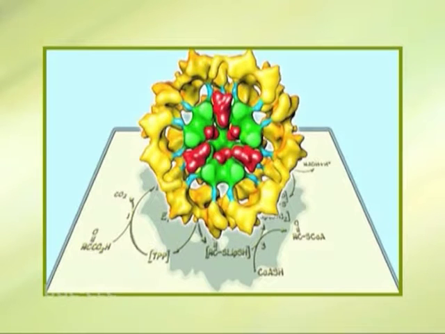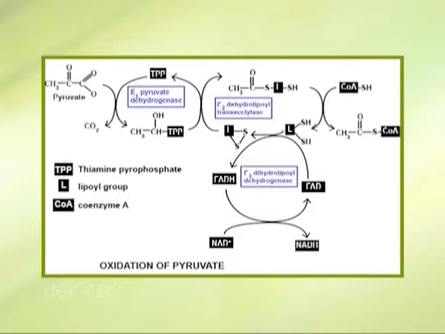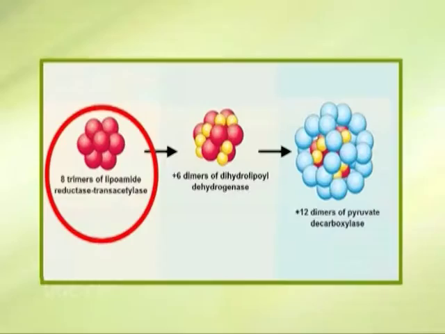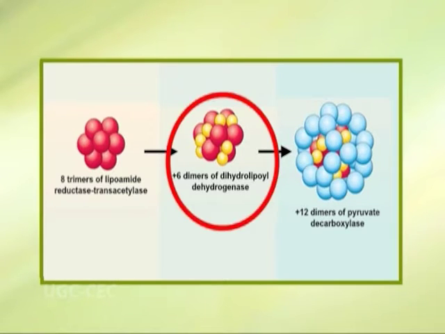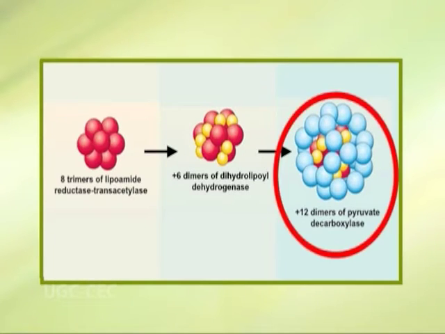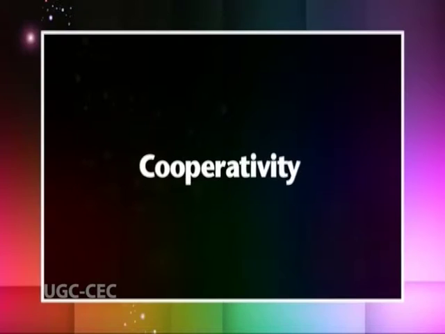An example of multi-enzyme complexes is pyruvate dehydrogenase. It is a complex of 3 different enzymes that collectively catalyze the oxidation of pyruvate. These enzymes are lipoamide reductase transacetylase, which is a trimer, dihydrolipoyl dehydrogenase, which is a dimer, and pyruvate decarboxylase, which is also a dimer. Now let's talk about cooperativity.